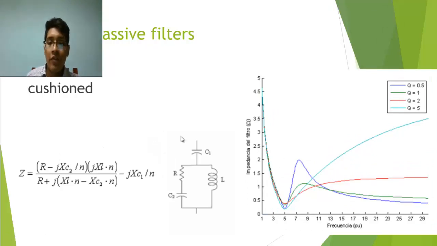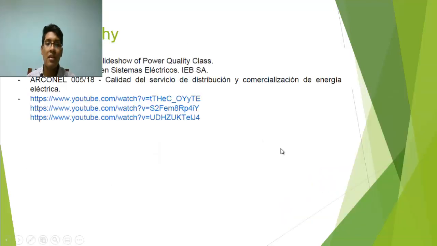Other types of cushioned passive filters are formed by a capacitor and RC in series, in parallel with an inductor. This can be programmed for the 5th harmonic. And thank you. Thanks for the attention.